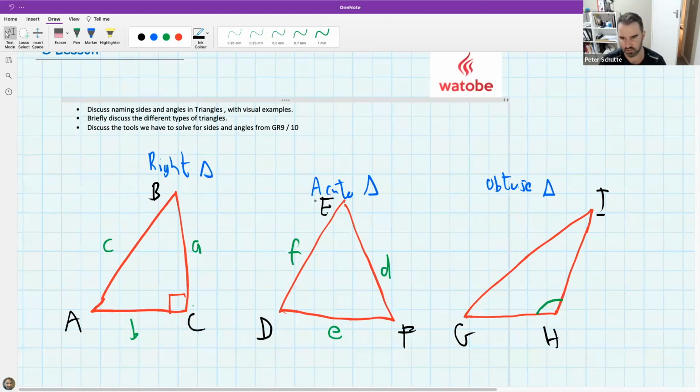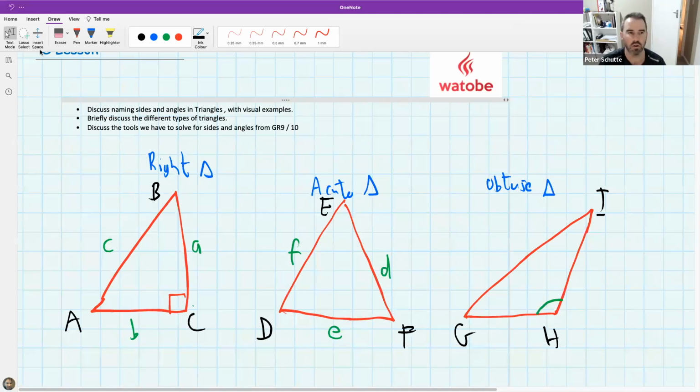Okay, then what else is important? When we talk about triangles, the biggest side is always opposite the biggest angle. So, okay, I'm just going to hit mute all here, I think. Mute all.